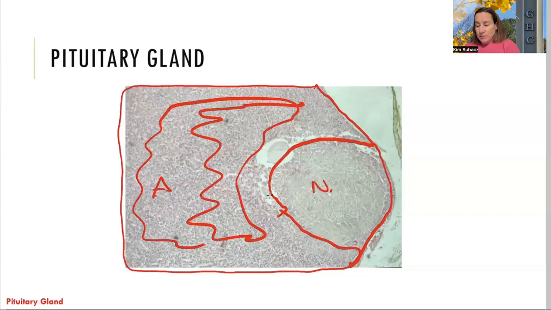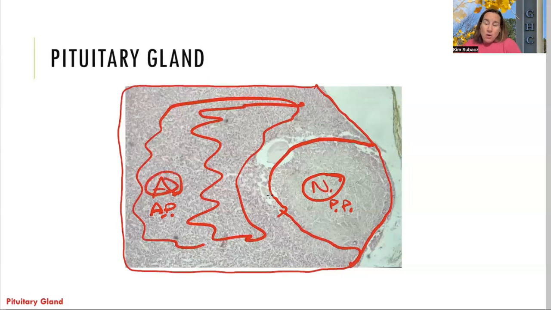The anterior pituitary, here's our post-pit, neurohypophysis, posterior pituitary, adenohypophysis, anterior pituitary. Post-pit: ADH, oxytocin. Anterior pituitary: FSH, LH, adrenocorticotropic, ACTH, thyroid-stimulating, TSH, growth hormone, GH, prolactin, PRL, and melanocyte-stimulating hormone, MSH. All of those are coming from the anterior pituitary.